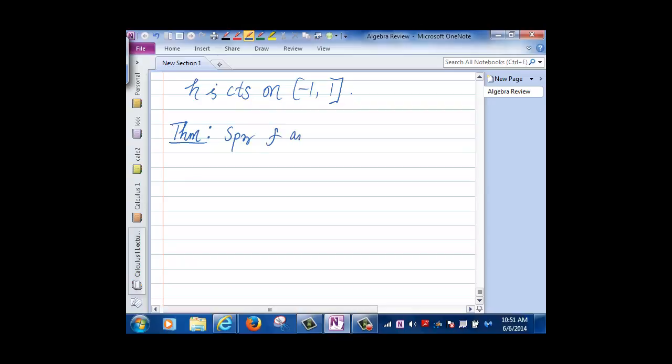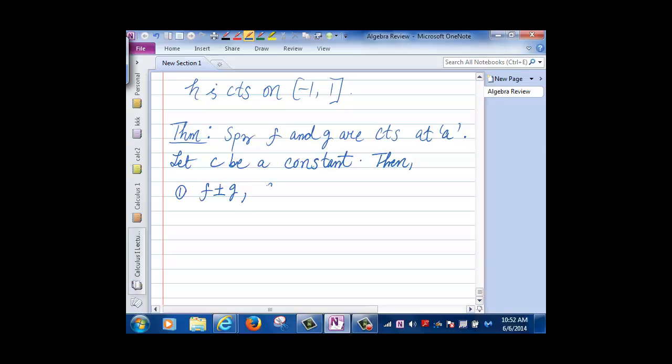Suppose f and g are continuous at some number a, let c be a constant, then number one, f plus or minus g, f times g, they are all continuous at a as well.